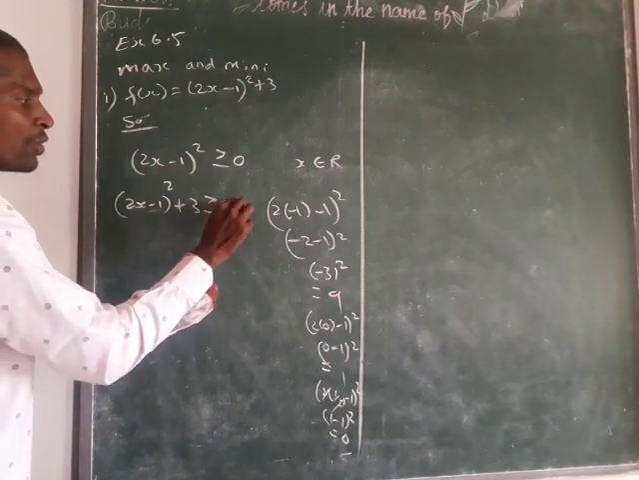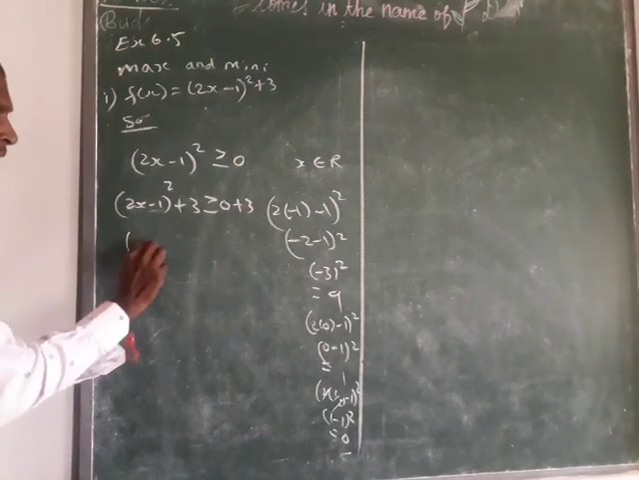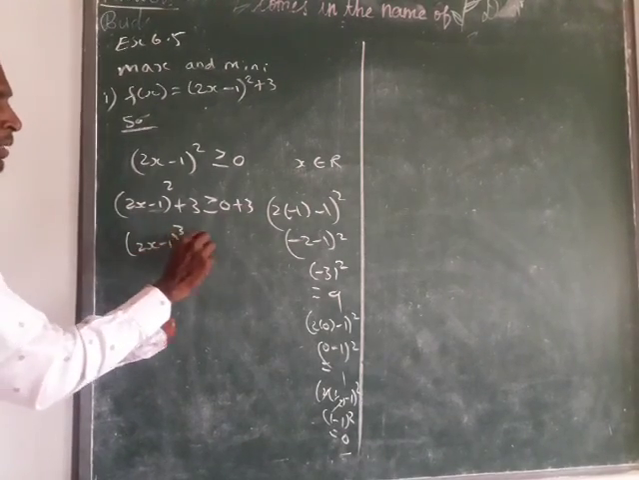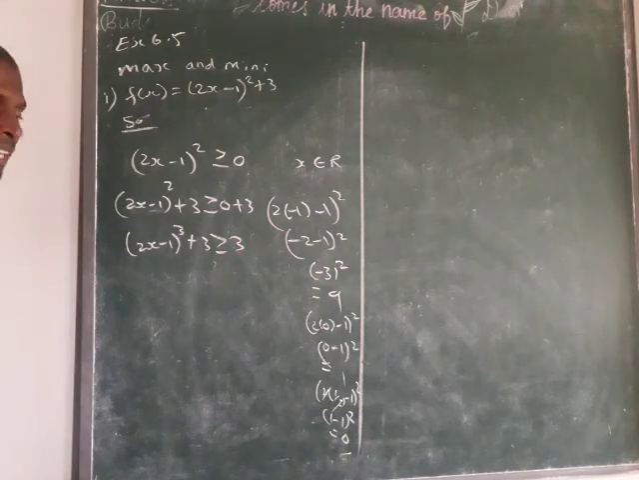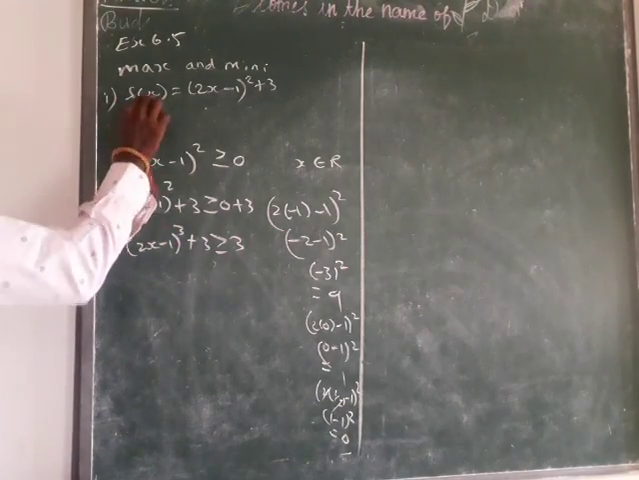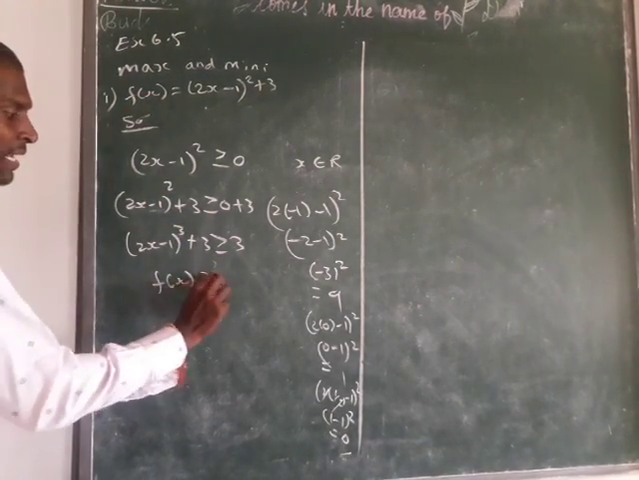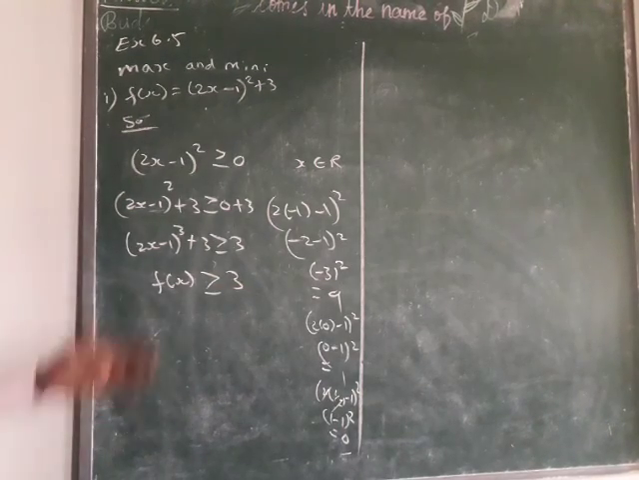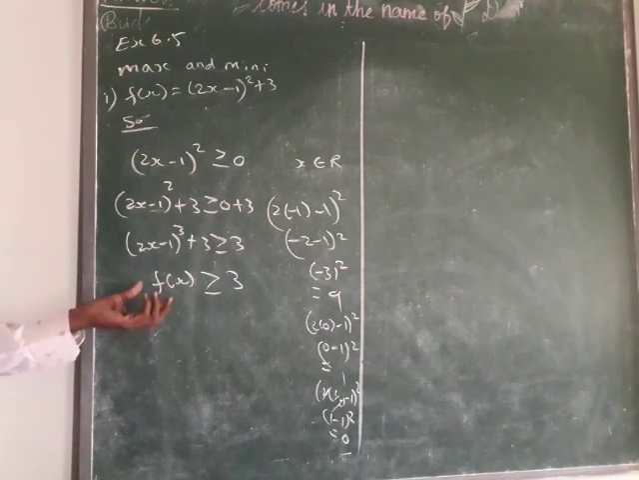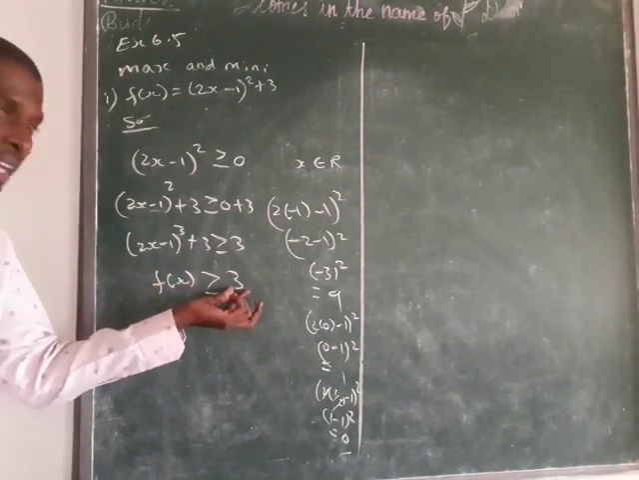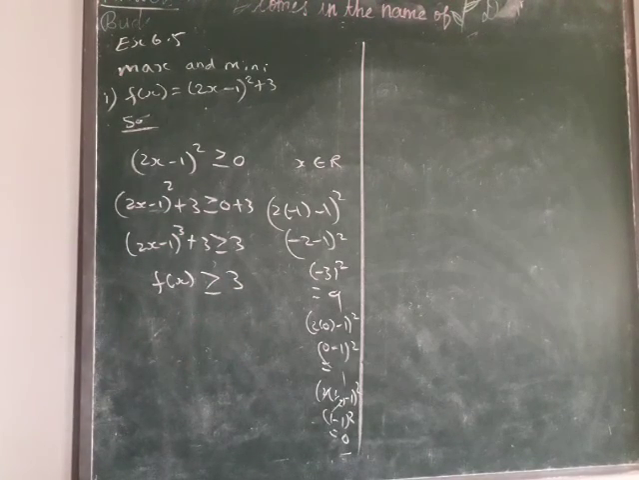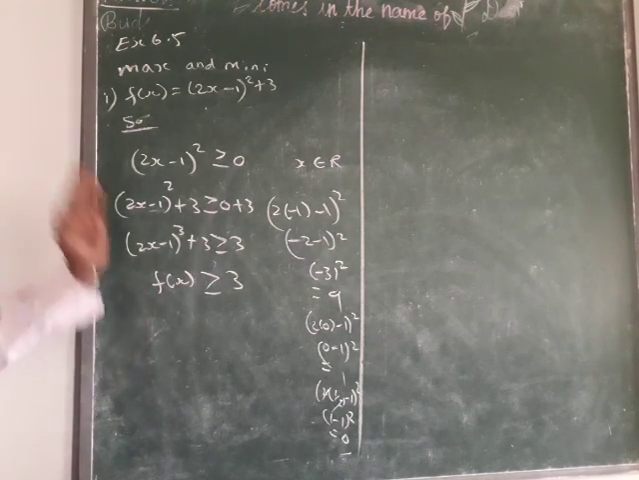Then it is greater than or equal to 0 plus 3. Then it becomes (2x - 1) the whole square plus 3 greater than or equal to 3. What is this? This is the question, f(x). So f(x) is greater than or equal to 3. From the conclusion, what do we know? f(x) is 3 or more than 3. So from there I can come to the conclusion what the minimum value is.